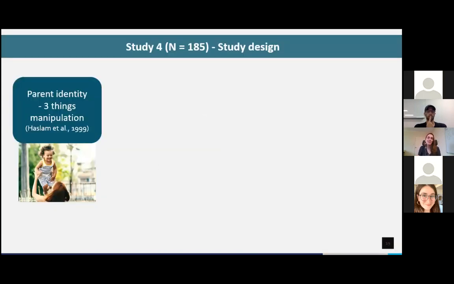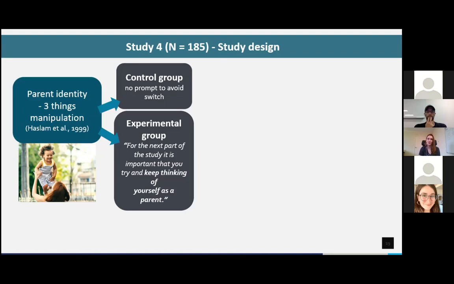Okay, so we ran a study with 185 participants where we started out with making one identity salient. In this case, it was participants' parent identity. We just did this with a 3 things manipulation. And then we split participants into two groups. We had a control group that we just told, you now have a writing task come up. And then we had an experimental group that we actually told for the next part of the study, it is important that you try and keep thinking of yourself as a parent. So in lay terms, please try to stay in your parent identity and avoid a social identity switch.